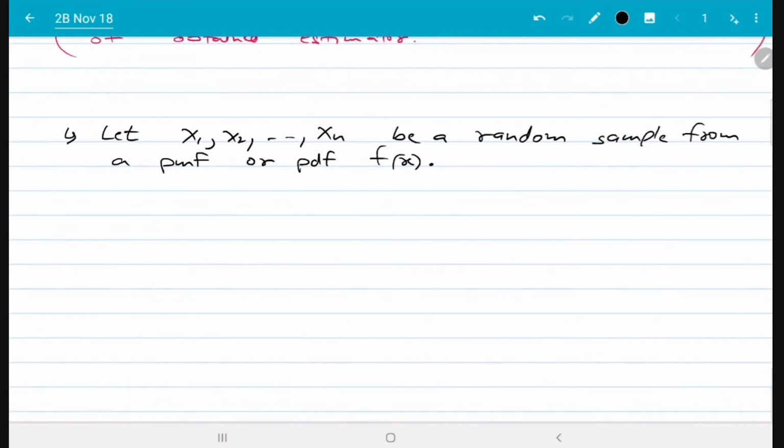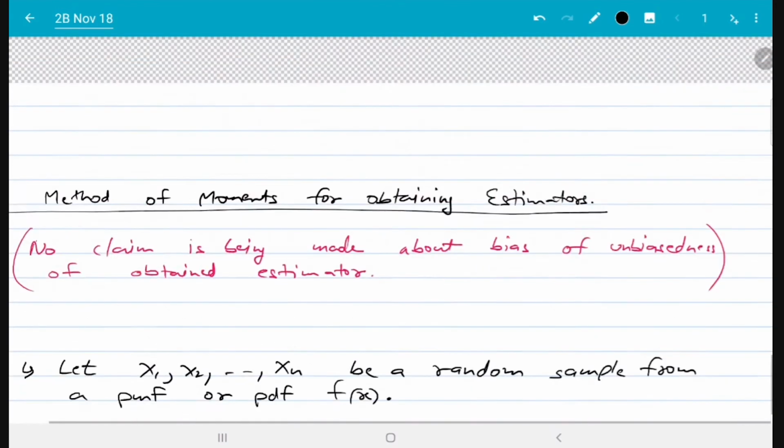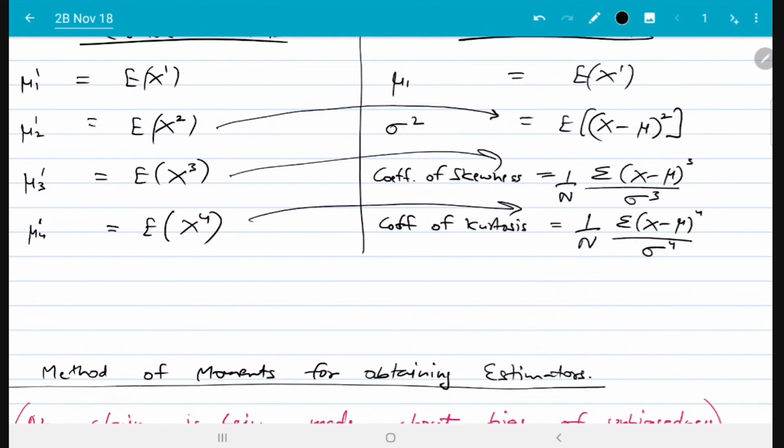Okay, so we have some population, either a given PMF or a PDF. Expected value. Yeah, so see here, I'm using an E. I'm using sigma, but dividing by capital N. That means it's for the population.